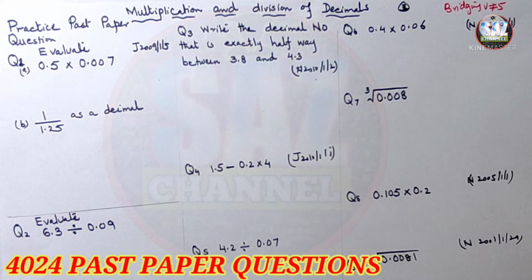This is my third lesson of D1, chapter number 2, that is about the multiplication and division of decimal numbers. This is my fifth lesson of bridging videos. I'm making these lessons to help my students understand the concept of multiplication and division of decimals, in order to bridge the gap in the syllabus due to COVID-19.